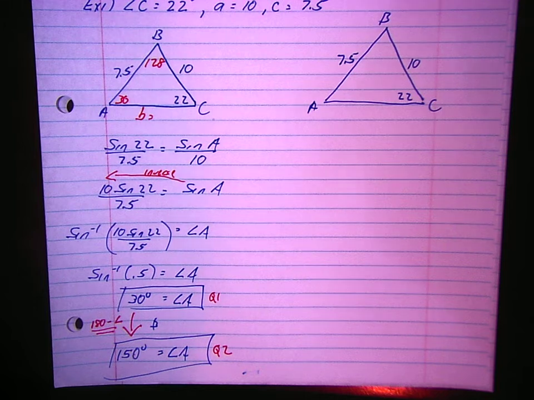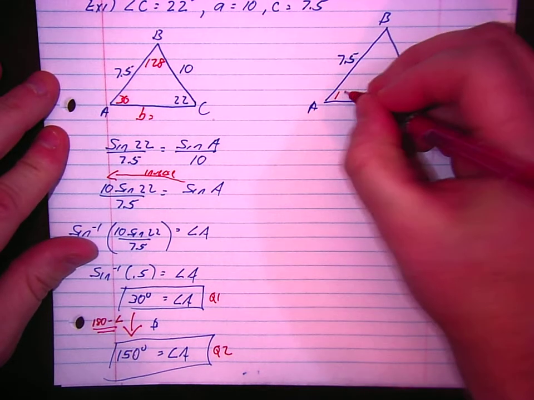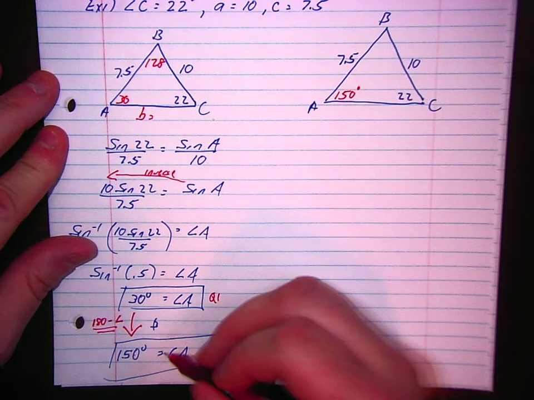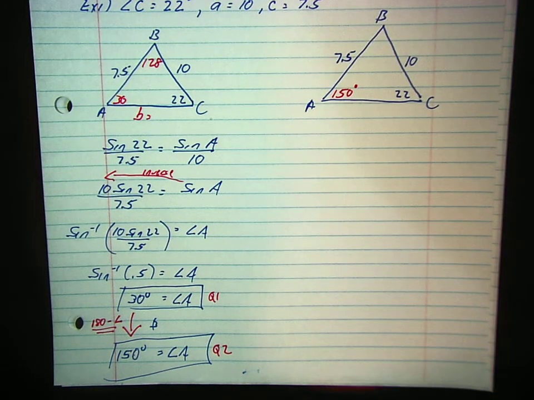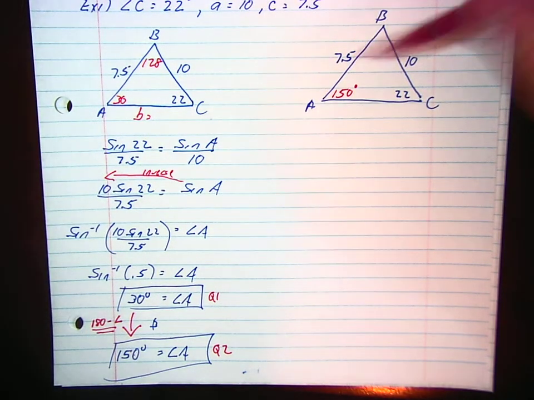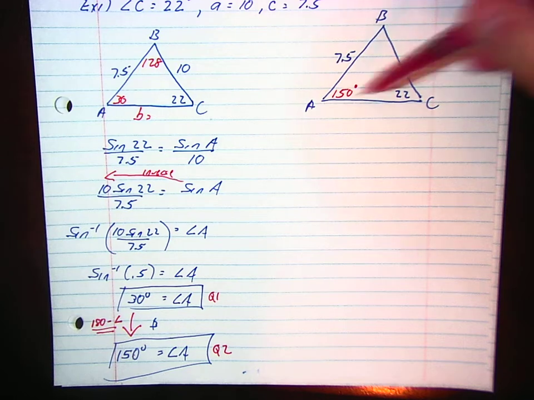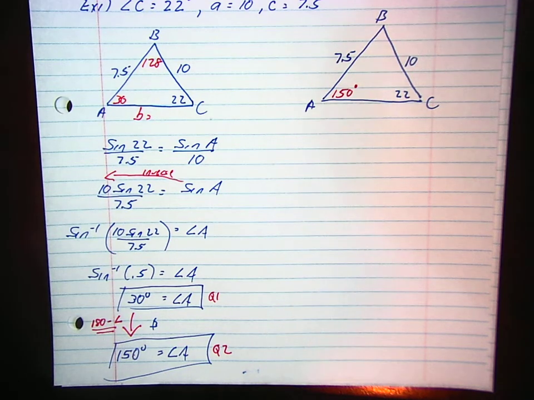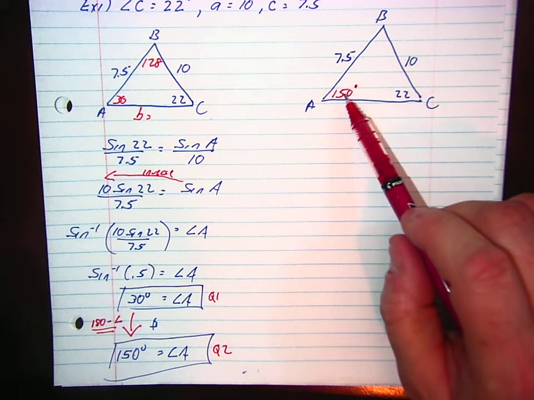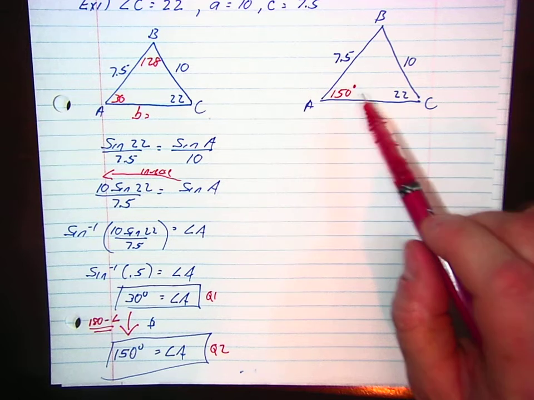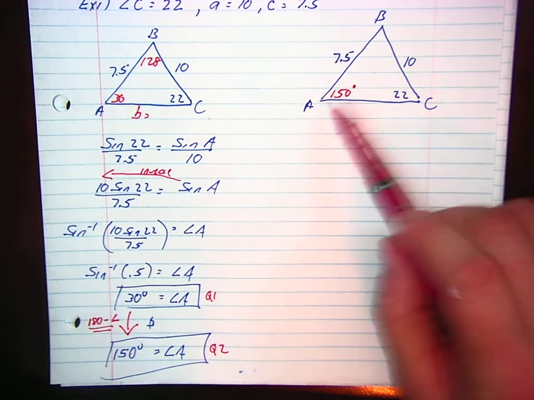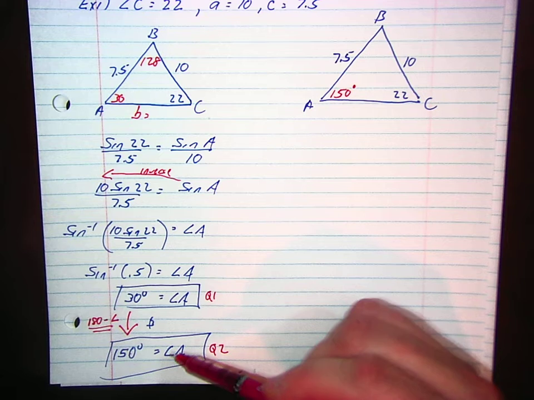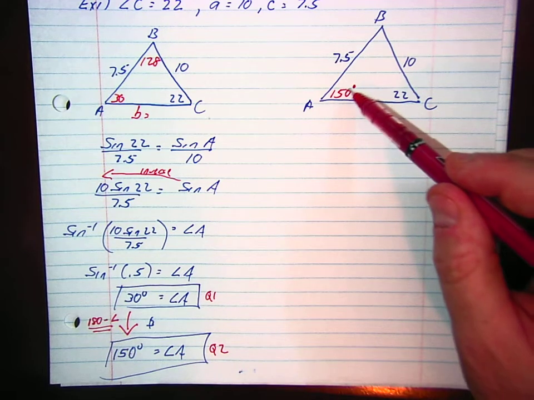Would that work? So if I put 150 degrees here, the other angle, is that a viable triangle? Now, what I mean by that is, is it possible to have a triangle with those two angles in it? In this case, the answer is yes. If that was 160, the answer would be no, because 160 and 22 would already be bigger than 180. So that's what you're going to have to check. Does the second answer work? In this case, it does.